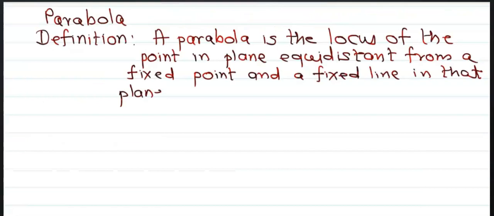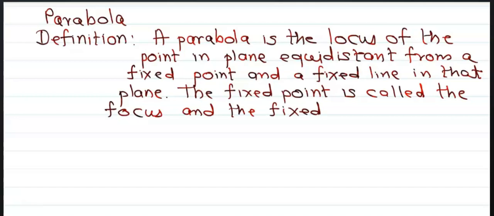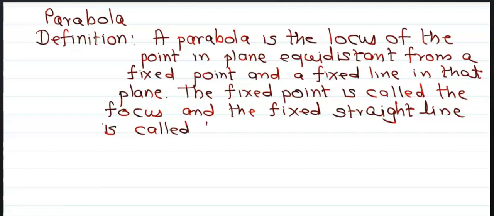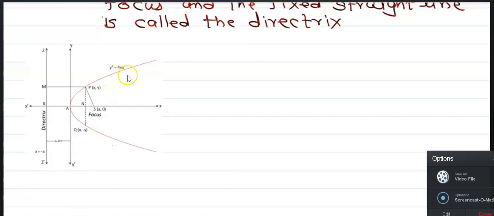Again, you can see, it is called the directrix. Now this is the parabola whose equation is y square is equal to 4ax, P is a point. This is the focus distance, the perpendicular distance on this directrix. The equation of the directrix is x is equal to minus a. It is symmetric about the x-axis.